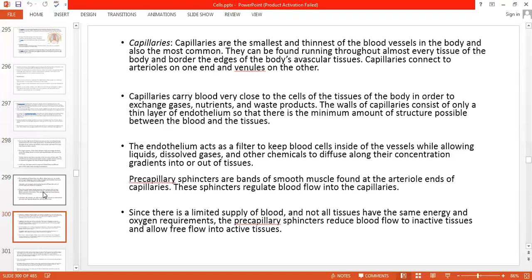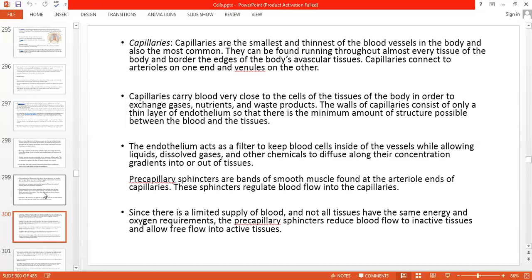Capillaries, small vessels. Capillaries are the smallest and thinnest of the blood vessels in the body and also the most common. Capillaries mostly have a single epithelial layer wall. They can be found running throughout almost every tissue of the body and border the avascular tissues. Capillaries connect to arterioles on one end and venules on the other end.